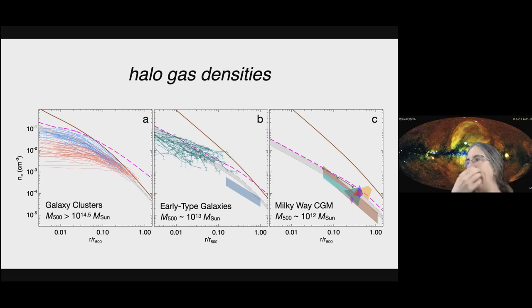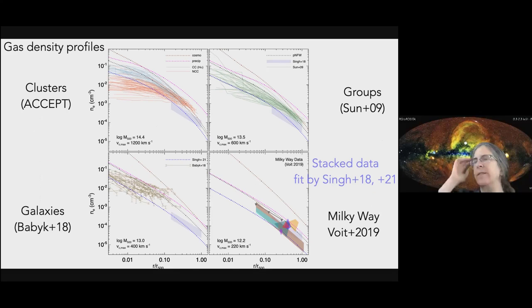And my last plot I'll show you here is all these things combined: clusters, upper left, groups, which wasn't shown in the previous slide, in the upper right, lower left, galaxy density profiles from X-ray observations from the Chandra archive from Babyk et al. 2018, and an ensemble of constraints on the Milky Way halo compiled by Voit et al.